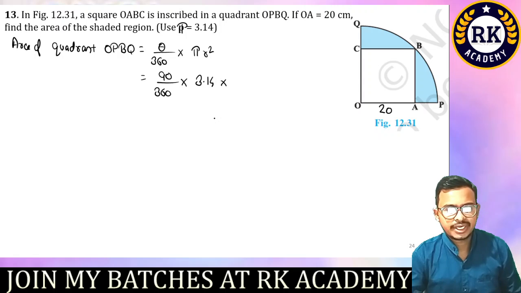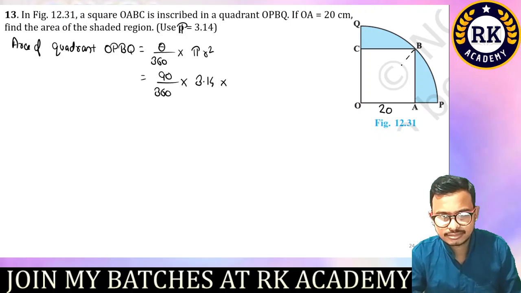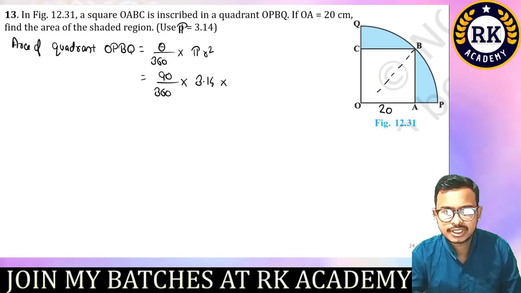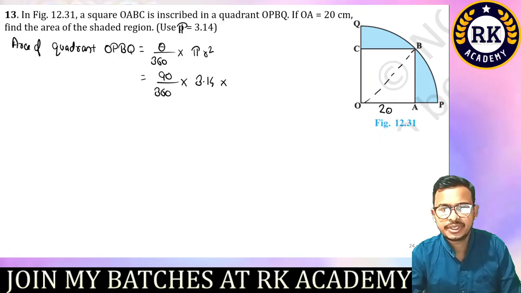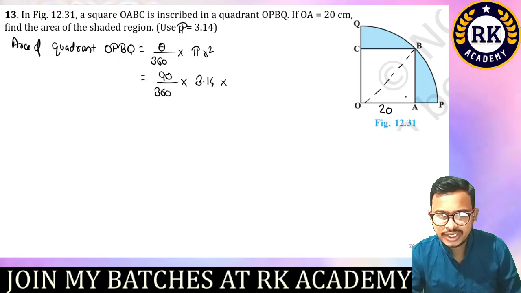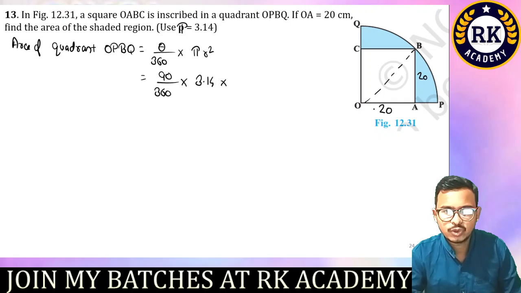As we don't know the radius, let us draw a figure. So can this be a radius of circle? Yes. जैसे OQ है वैसे OB can be a radius. Now as you know OA is 20, ये भी 20 है. Can you find OB? Yes.